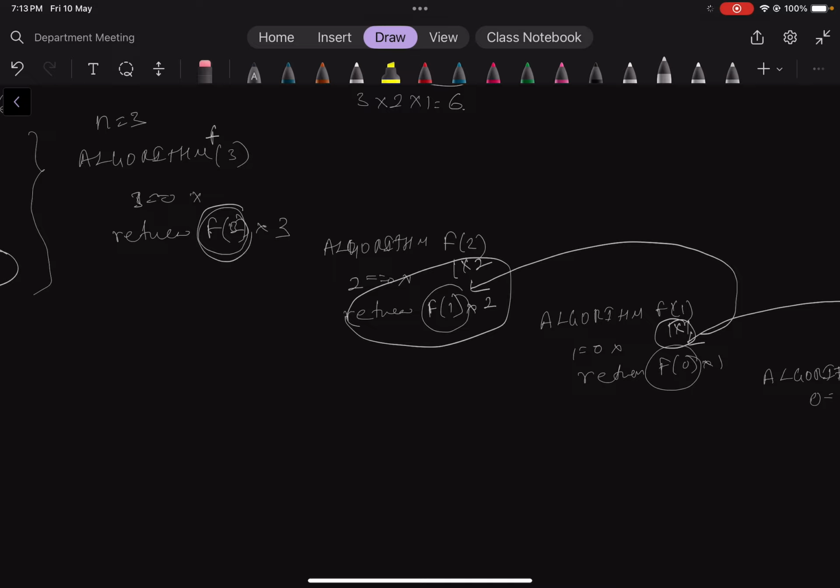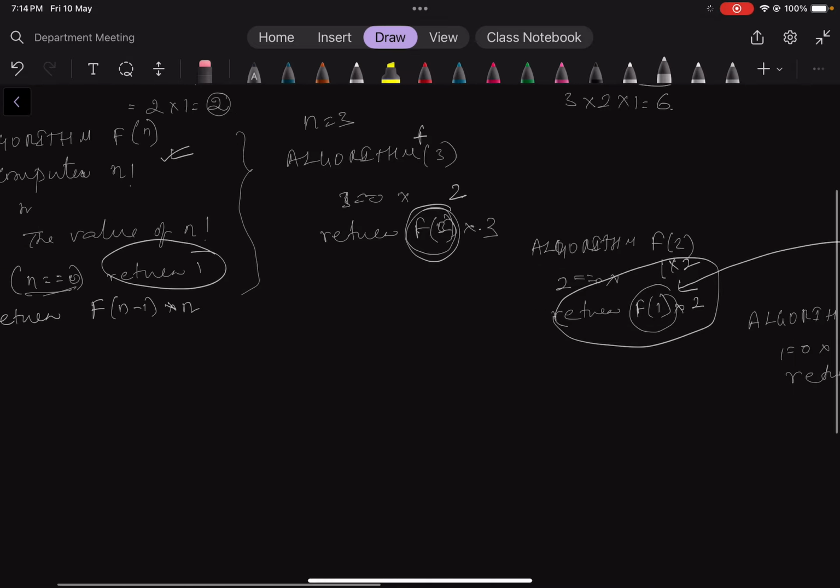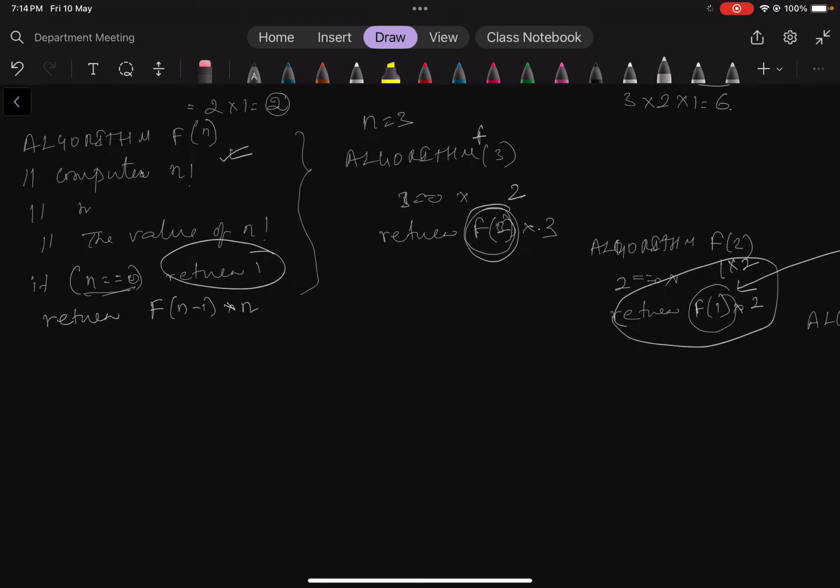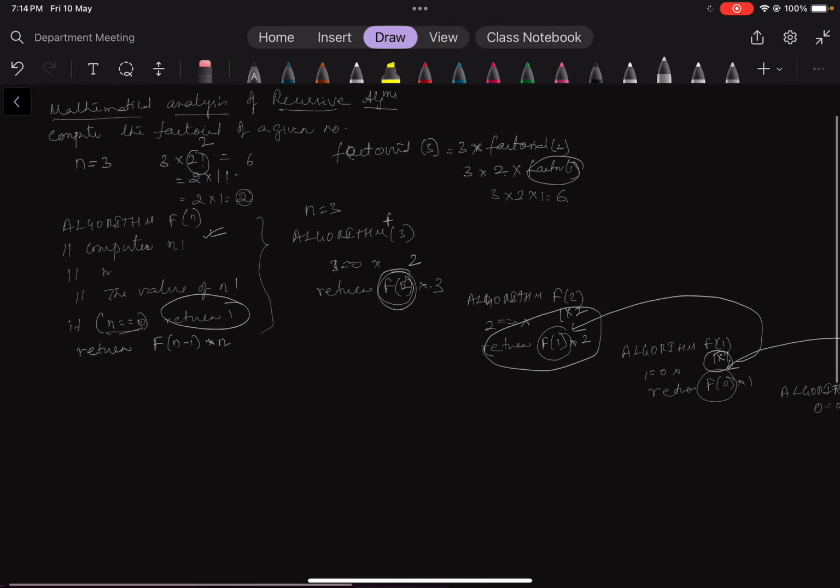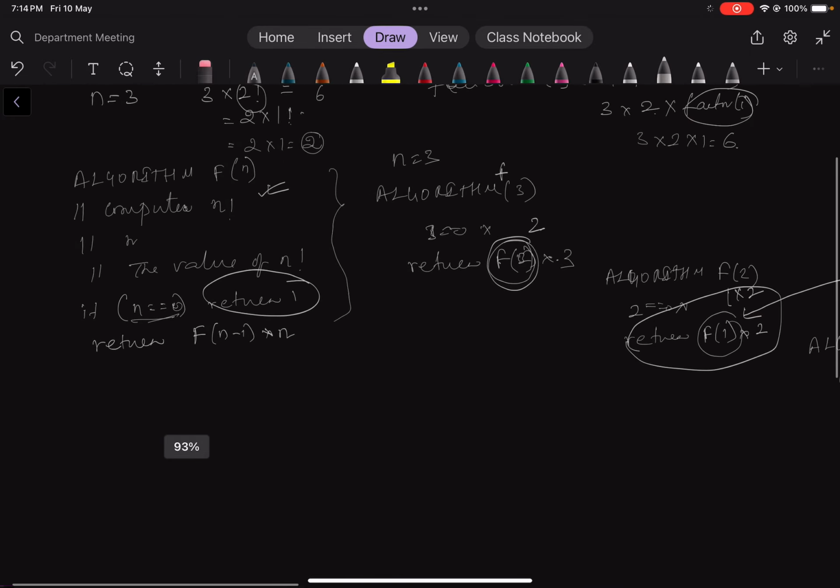That means this is the 1. So 2 will be substituted here. So here 2 into 3, 6. This is the final value which will be returned to the calling function. Usually we will write the main function as a calling function. So this is the recursive function for finding the factorial of a given number.